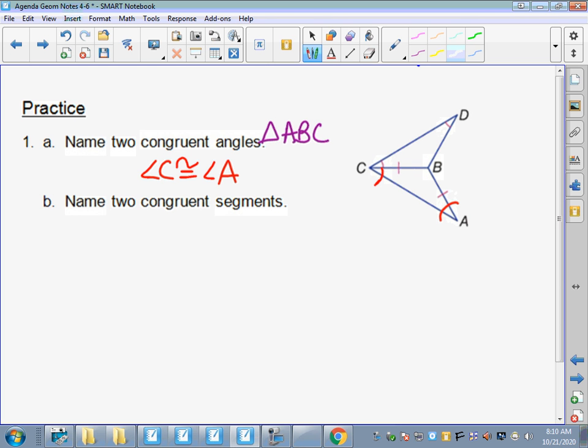If I ask you about two congruent segments in triangle BCD, that means I'm going to block out this bottom part. I've got myself two congruent angles, right? In that top triangle, angles C and D are congruent.